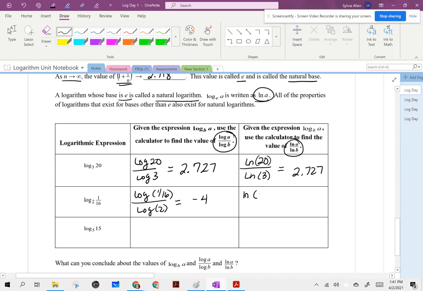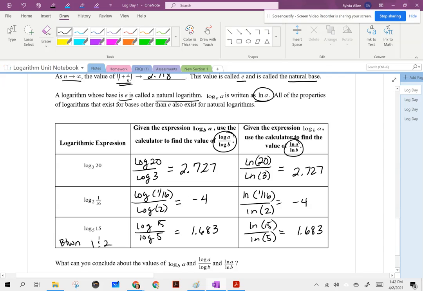And now we'll do it with ln. So ln of 1/16 over ln of 2, and it should also give us -4. Let's estimate real quickly. 5 to what power gives you 15? Well, 5 to the first is 5, and 5 squared is 25. So it's going to be between 1 and 2. So let's go log 15 over log 5 in your calculator, and ln of 15 over ln of 5, and it gives us that same thing.